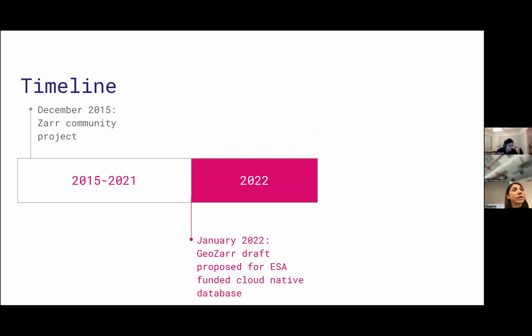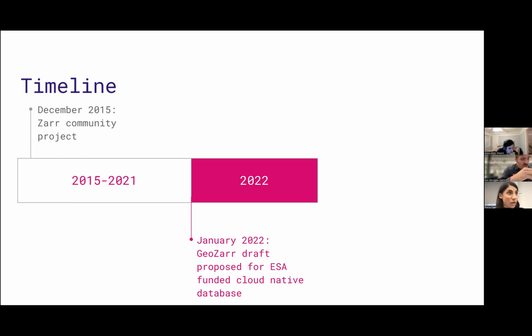January 2022. Basically, a contractor for ESA was tasked with trying to make a cloud-native geodatabase for ESA data. They originally started working with COGs, realized that there were some deficiencies in that, and found Zarr and wanted to switch over to Zarr. The person that led that was someone named Christophe Noel. And he realized when he was trying to work with things like Xarray and working with Zarr that there were interoperability issues. And so there was a need for a geospatial specification.